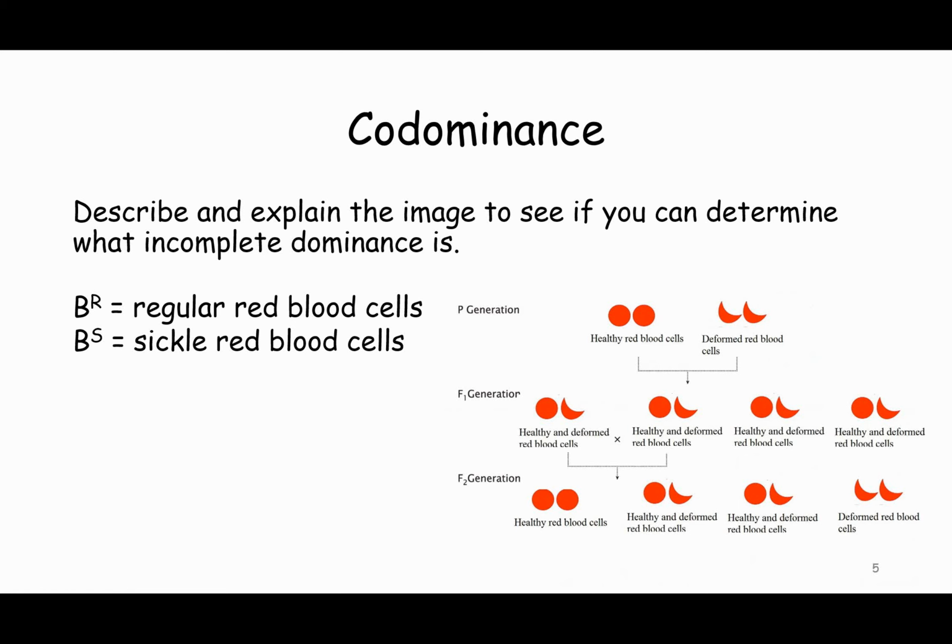All right, the next type of example is codominance. Again, you're supposed to describe and then explain, but I'm probably more so going to explain. So again, the P1 generation, we have healthy cells that are a normal oval shape, and then we have deformed cells. When those two parents breed together, we have everyone with a mixture of healthy and deformed cells, and then when two people with mixed cells breed together, you then have that full range of options: either healthy cells, mixed cells, or deformed cells. This example that we're actually thinking about is sickle cell anemia.